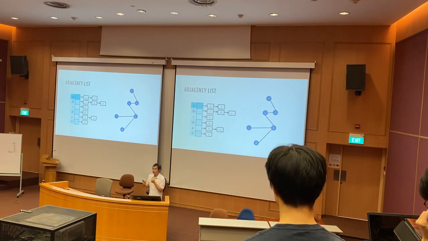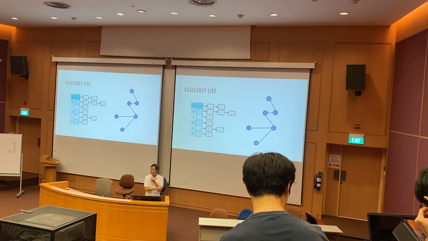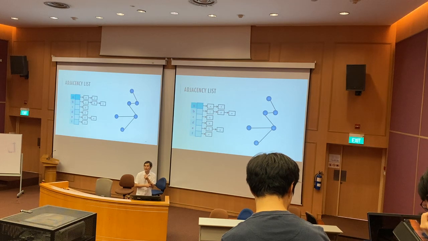So I'm going to talk about two different ways today. The first is called adjacency list. Okay, this structure may look a bit familiar, I think, right? So what does this look like?